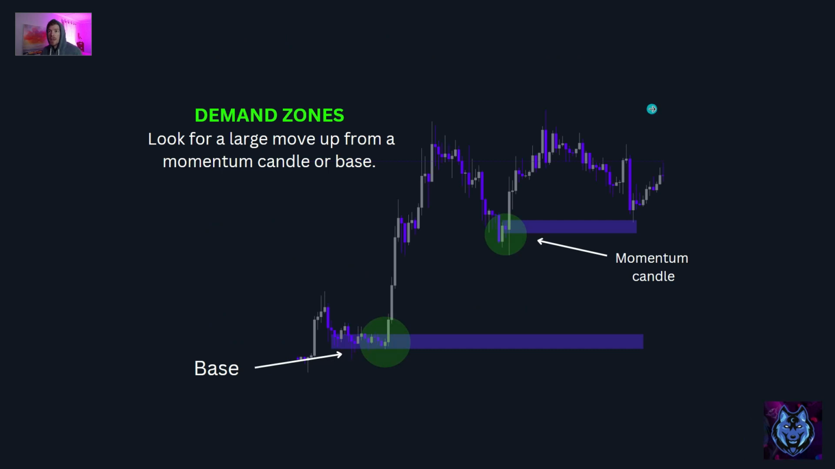Demand zones. Look for a large move up from a momentum candle or a base. So here's another example of a base or consolidation. Then we have this massive momentum candle, which leaves behind the demand zone. Price goes up, comes down, and does the same thing again. But this time it wasn't a base. It just made a move away with a single momentum candle, a big institutional candle, and leaves behind another demand zone.